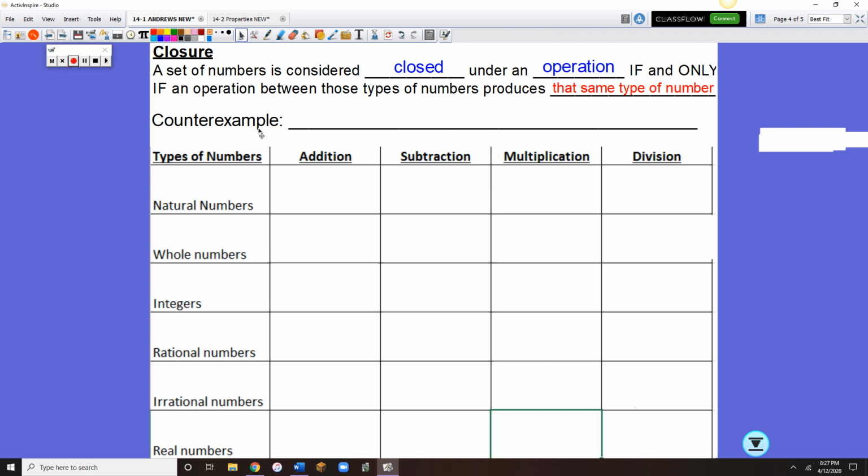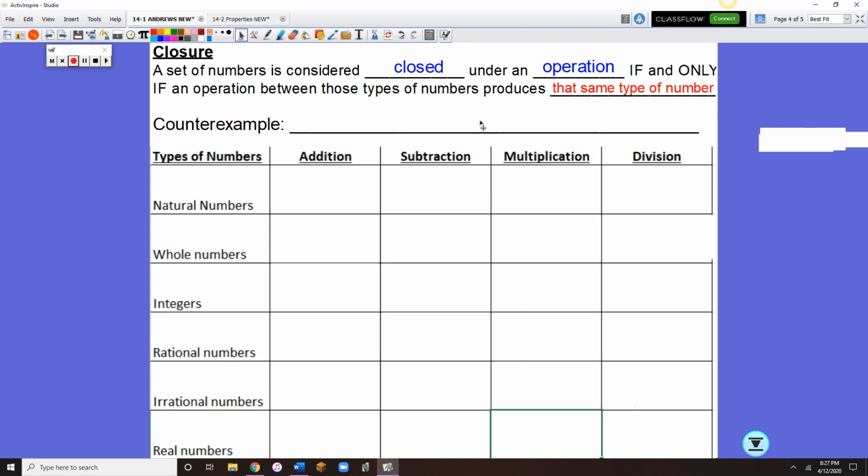Okay, so that's what closure means: if I take any two numbers and perform an operation, addition, subtraction, multiplication, or division, do I get the same kind of number back again, or is there a way I could get a different kind of number? And that would be not closed. So a counterexample is when you can think of an example that would make it not closed.